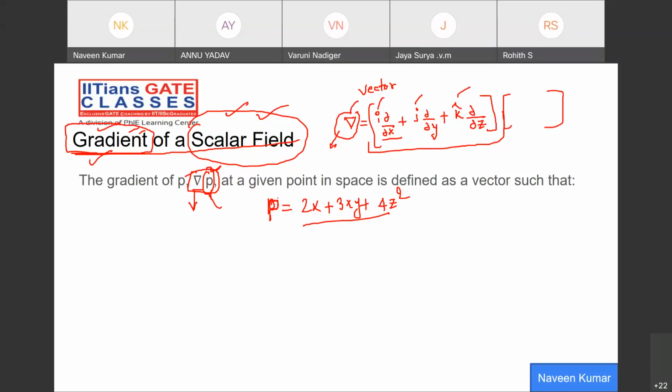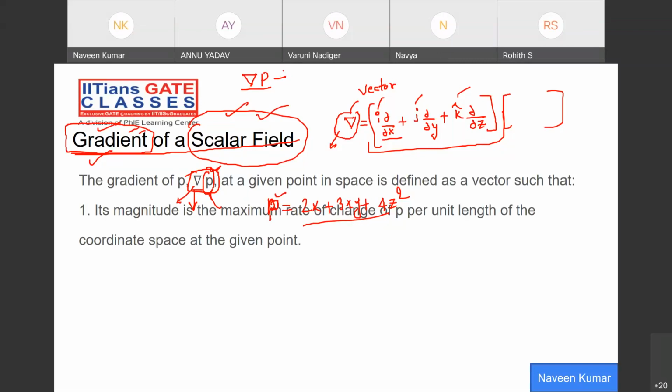So P is a scalar field, a scalar quantity. Del is a vector quantity. What will be del P? Del P is a vector quantity. Very good. It will be a vector quantity. It will have both magnitude and direction, right? Both things it will have. So what will the magnitude signify for the gradient, and what will the direction signify for the gradient? Okay, the significance of gradient. The first point, the significance of its magnitude.